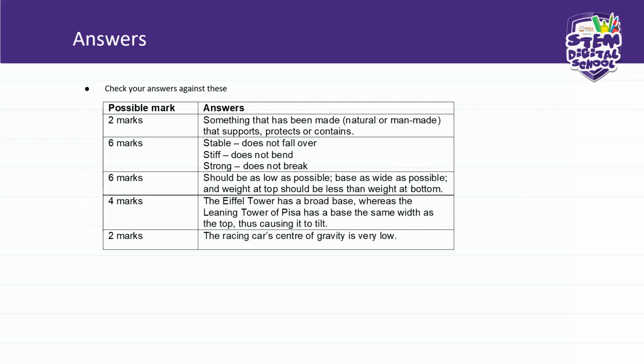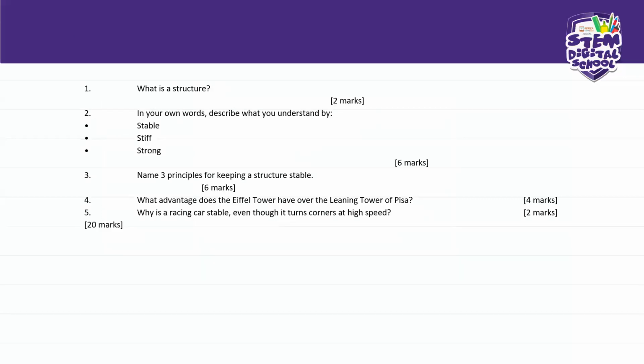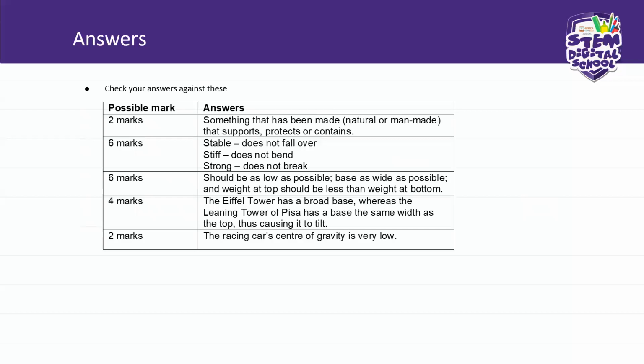Okay. The last question is, why is a racing car stable, even though it turns corners at high speed? Right. The racing car's center of gravity is very low. I want us to talk about that. Why do you say the racing car's center of gravity is low? What features make the racing car's center of gravity low?